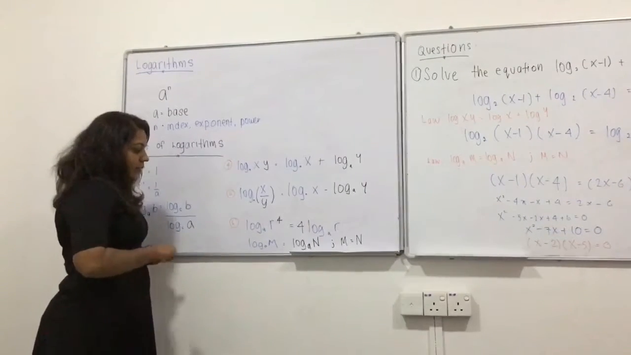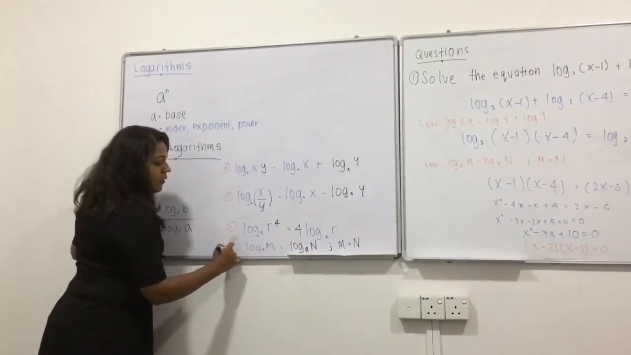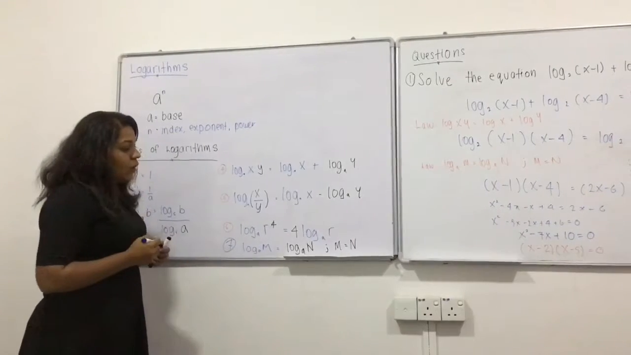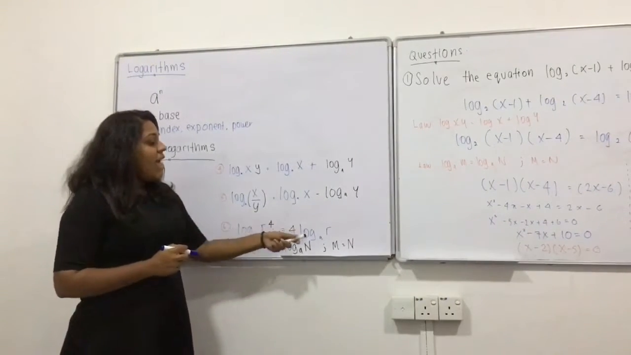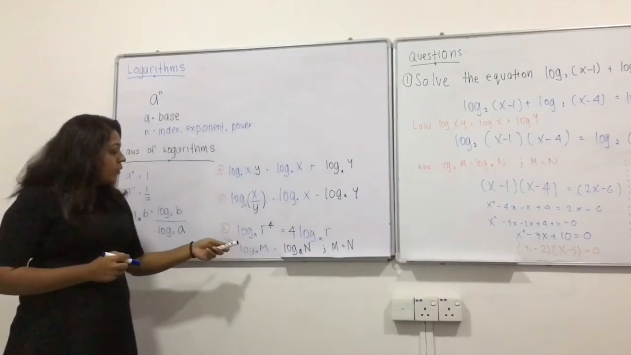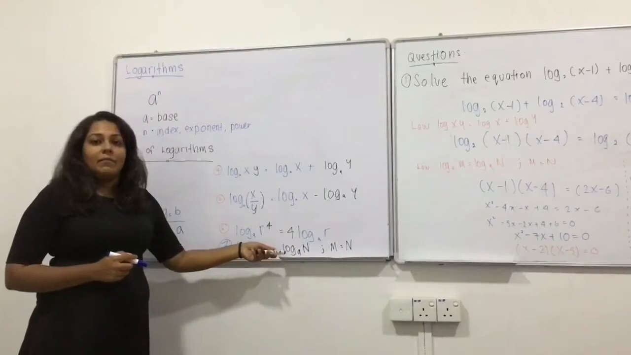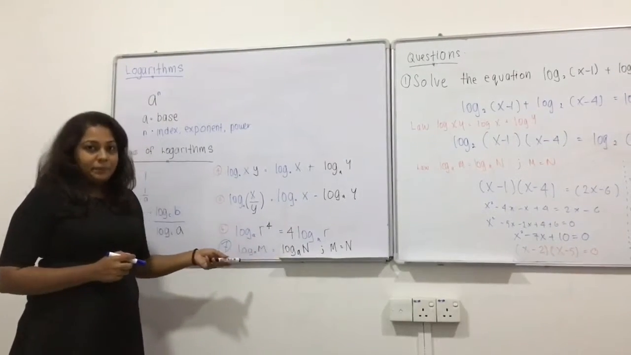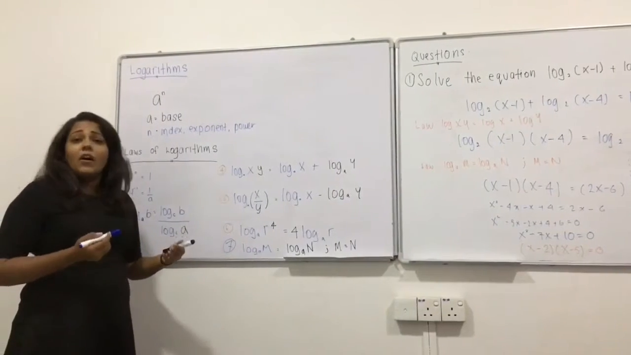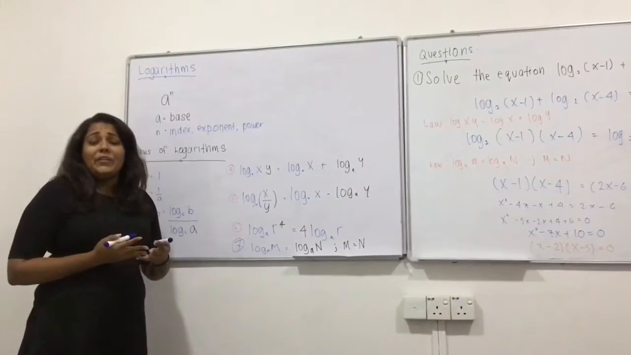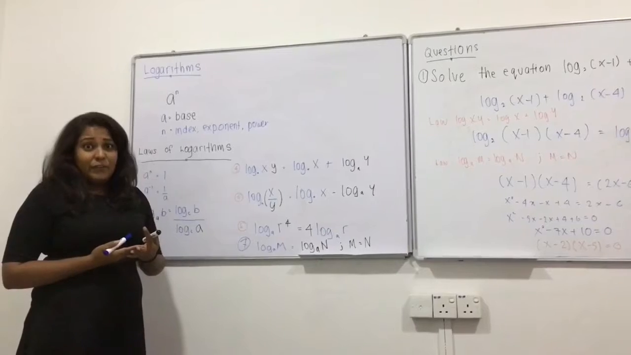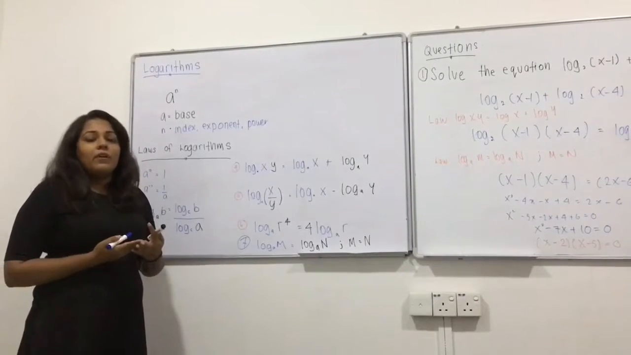Number 7, you can see log_A M equals log_A N. In other terms, M will equal N because both the logs are the same, with the same base. Okay, in log, the main thing you need to know is all your laws attached to it, and then you have to do lots of practice.